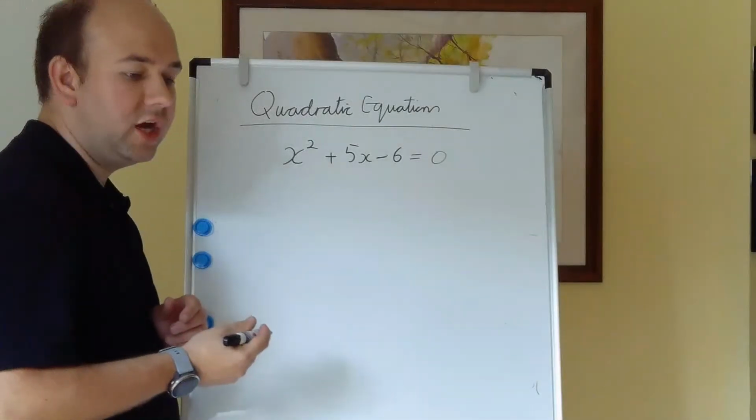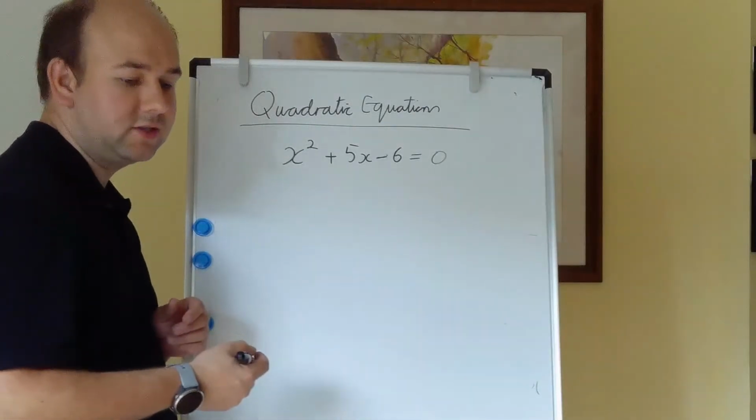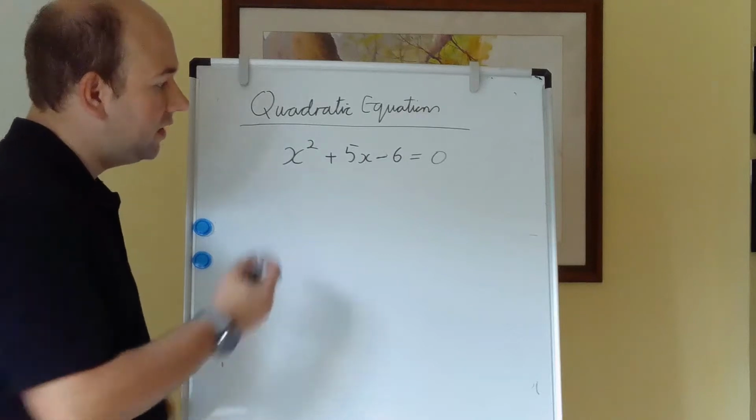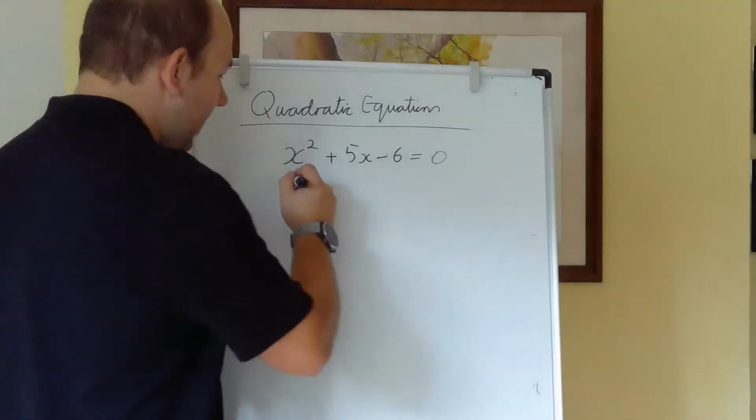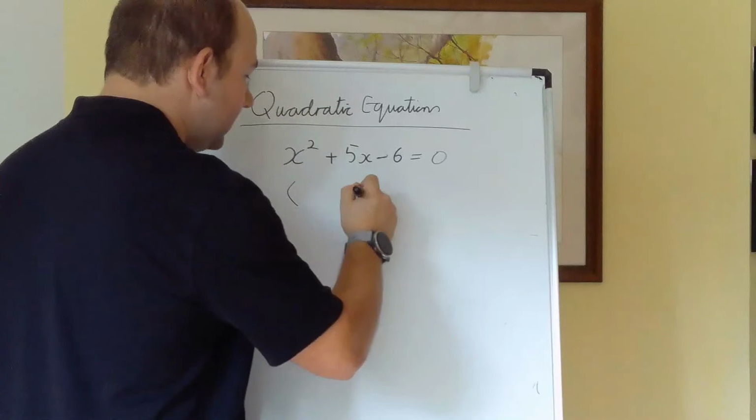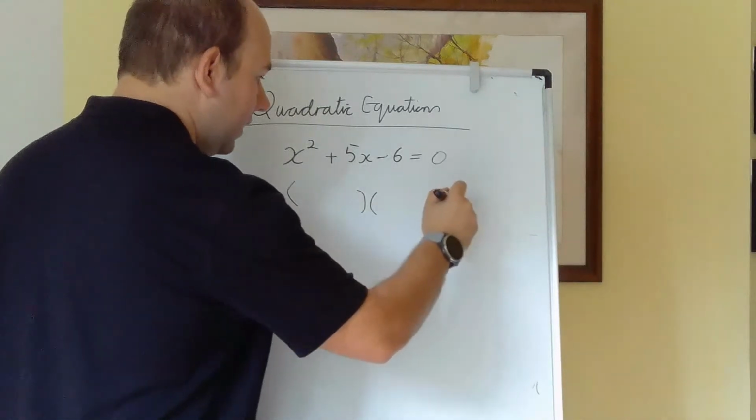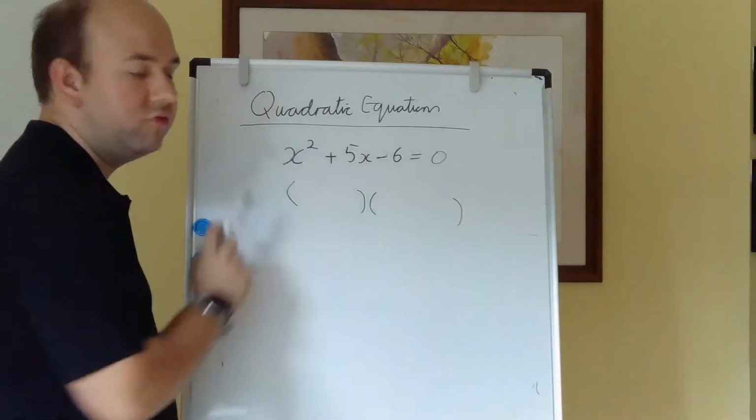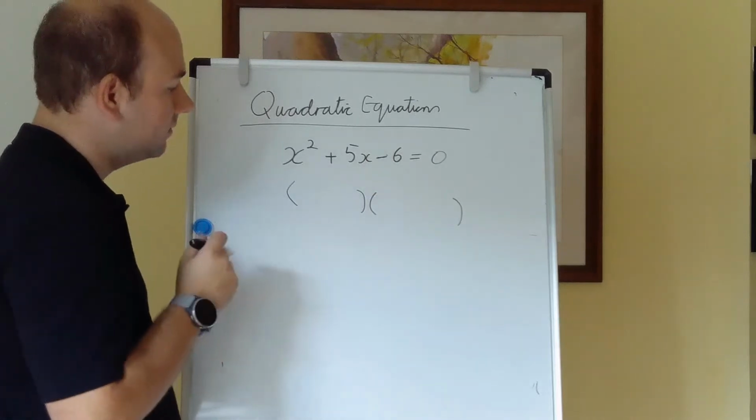So I'll make another video where I'll actually go through the process of factorising and what factorising is. But for a quadratic, what we have to do is effectively put this into 2 brackets. So this is the factored form.